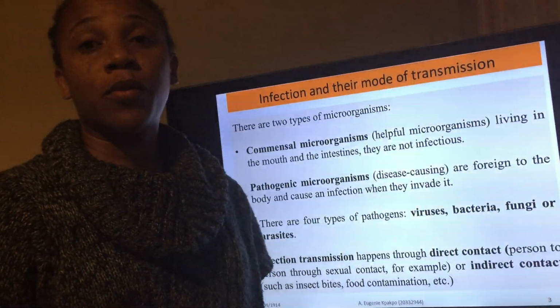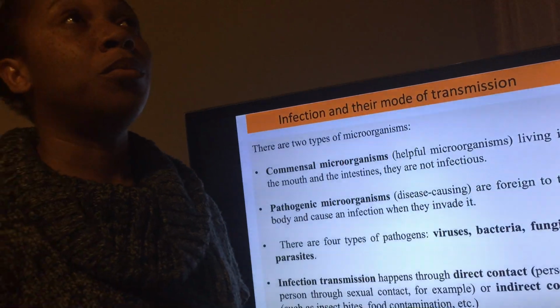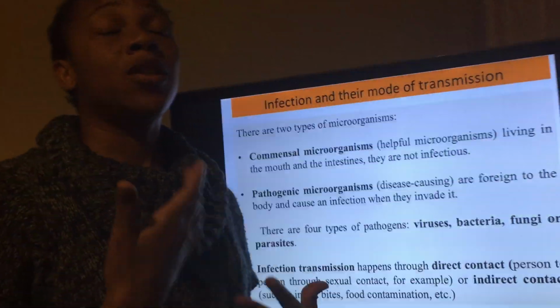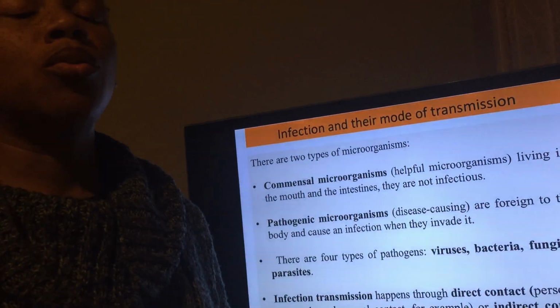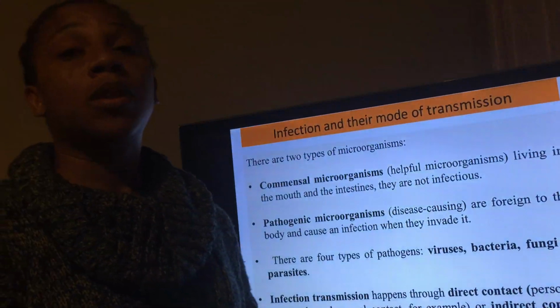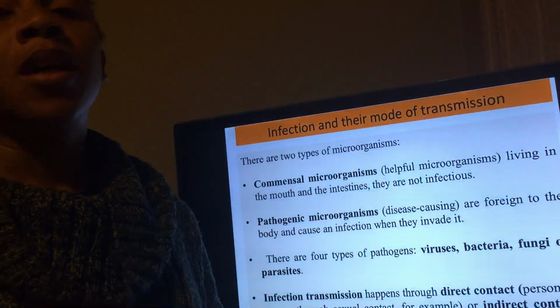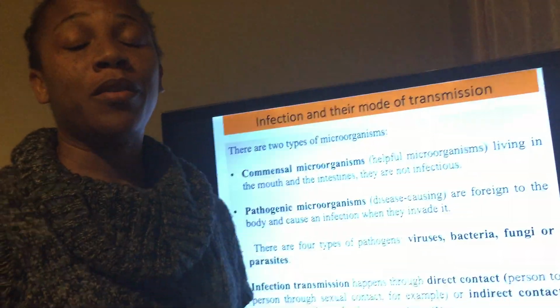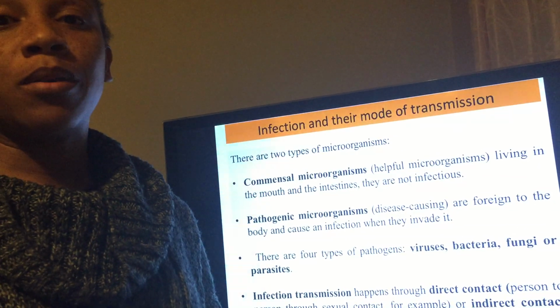There are two types of microorganisms. There are the friendly microorganisms that are found in parts of the body, such as the mouth or the intestine. These microorganisms do not cause disease. The microorganisms that cause diseases are found in our environment, and these are bacteria or viruses, which are the most abundant type. We also have fungi and parasites.